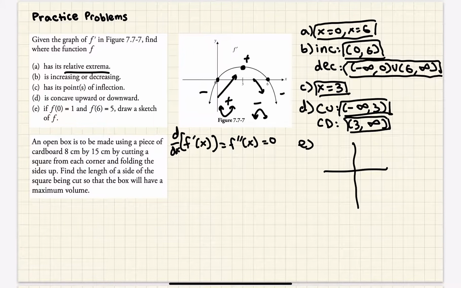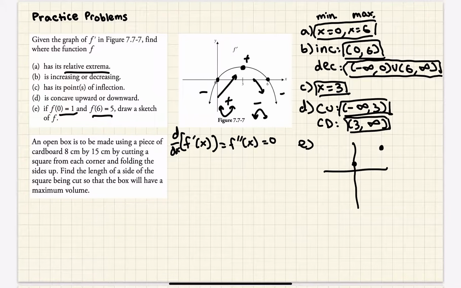We know that at x equals 0 and 6, at 0 it's going from negative to positive, which means that it's going from decreasing to increasing, and so that is a minimum. This is going from positive to negative, so increasing to decreasing, that's going to be a maximum. So there has to be a minimum at x equals 0, maximum at x equals 6. We know f of 0 is 1, f of 6 is 5. So 1, 5, something like that.